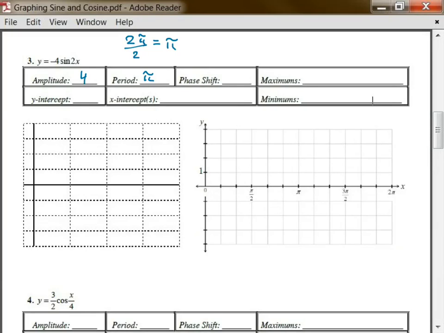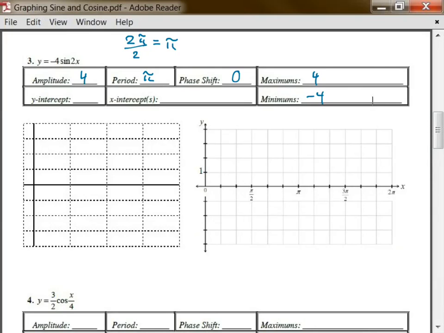The phase shift, there is none. Let's put 0 this time. Last time we were saying none. The maximums, well, let's see here. Because it's a 4, we're going to say our maximum is 4. The minimums are going to be at negative 4. If there was a vertical change, like let's say it's plus 5, then these would change also, but we don't have to worry about that yet because we're not there.